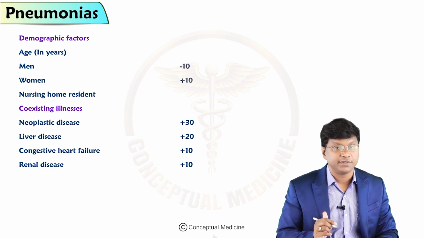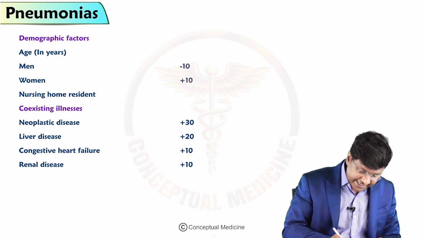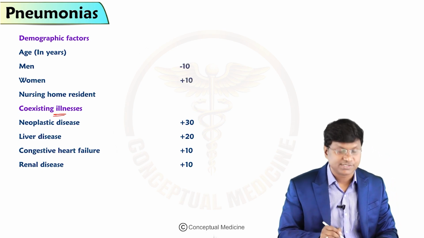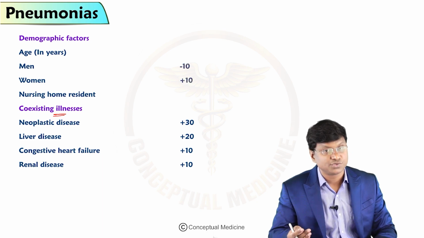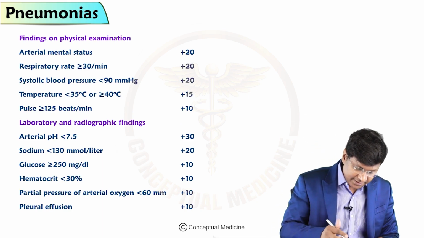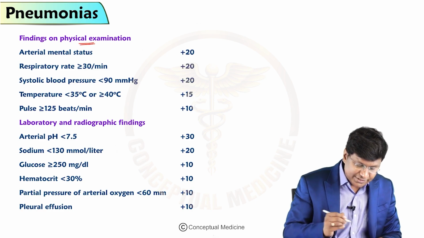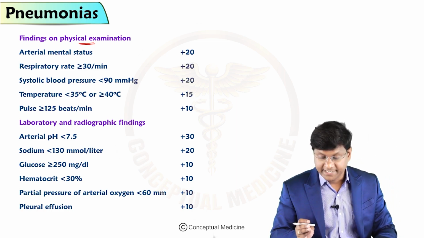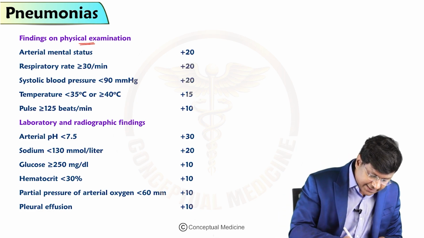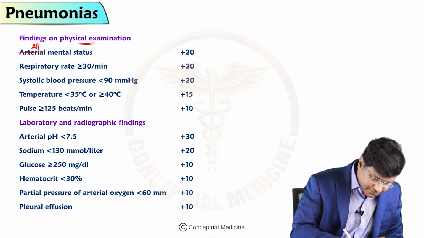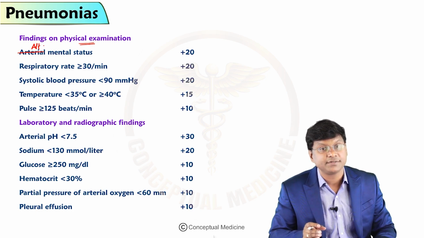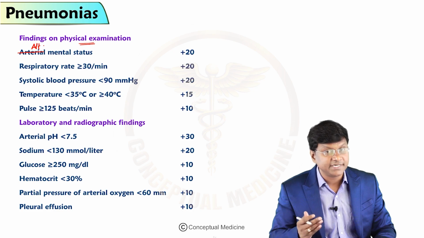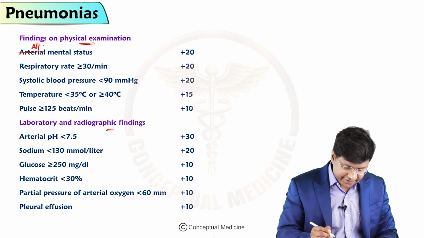One is the age of the individual. Next, is there any presence of coexisting illness, that is neoplastic disease, liver disease, congestive heart failure, or any presence of renal disease. And you have to look for the findings on physical examination, that is altered mental status, respiratory rate more than 30, systolic blood pressure less than 90, temperature either hypothermia or hyperthermia, and tachycardia, whether present or not. And laboratory and radiographic findings, right?